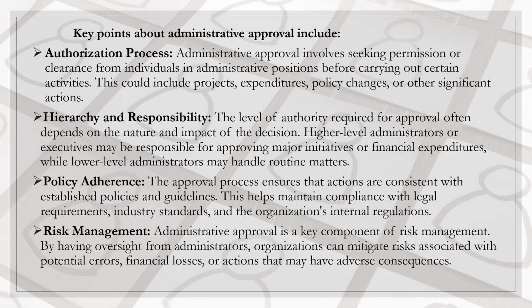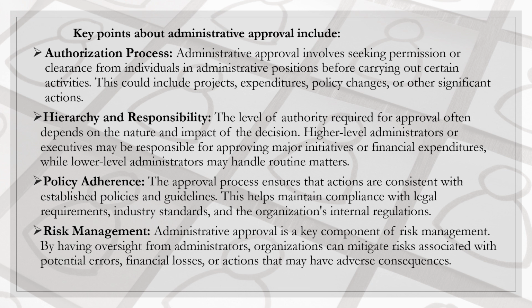The key points about administrative approval include authorization process, hierarchy and responsibility, policy adherence, and risk management. So in the authorization process, administrative approval involves seeking permission or clearance from individuals in administrative positions before carrying out certain activities. This could include projects, expenditures, policy changes, or other significant actions.